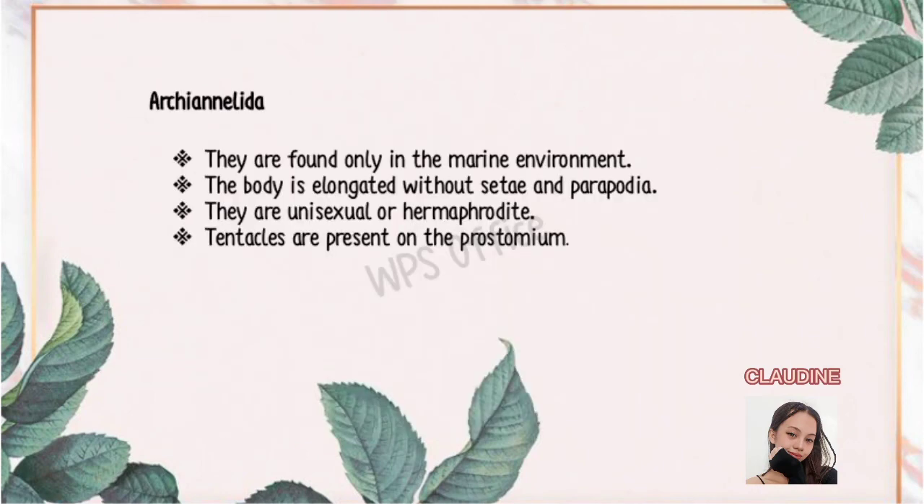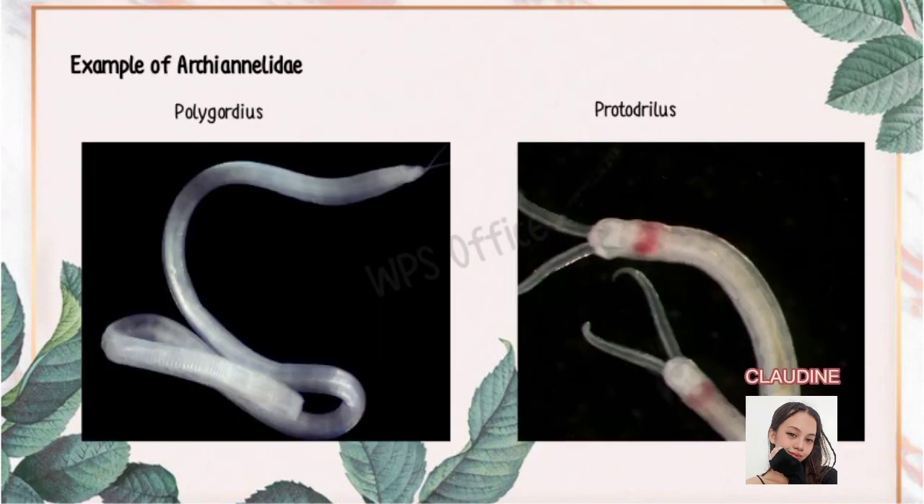Here are the characteristics of Archiannelida. They are found only in the marine environment. The body is elongated without setae and parapodia. They are unisexual and hermaphrodite. Tentacles are present on the prostomium. Here are examples of Archiannelida: Polygordius and Protodrilus.